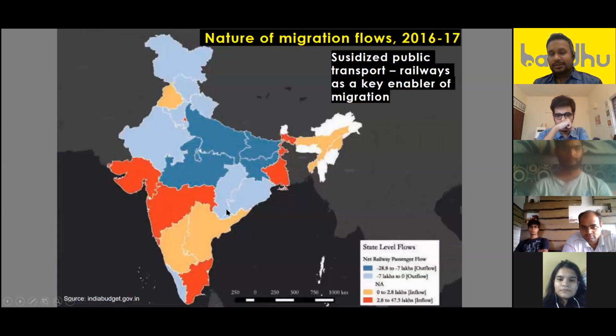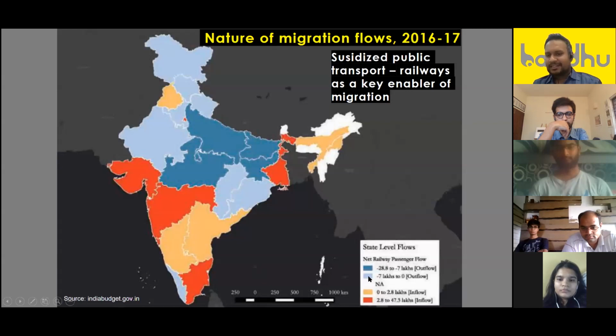And now we see 2016-17. Of course, there hasn't been a census, right? There isn't enough census data on it. There isn't enough NSS data on it. What we have is railway data. And railway data basically says, okay, what is net passenger inflow, outflow? I can use Hindi, kitne logon ne ticket kataya or kahan gaye, net inflow, outflow.